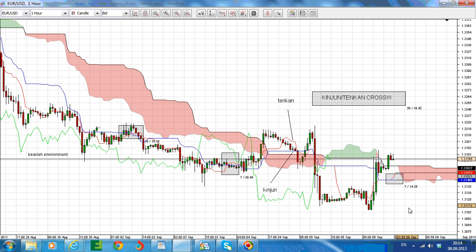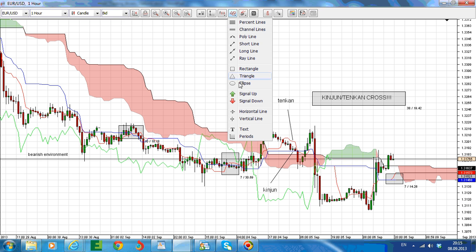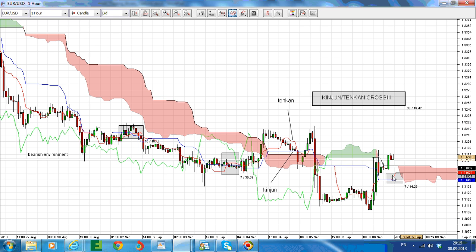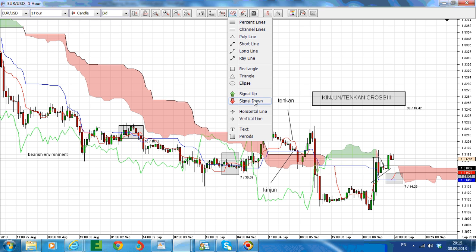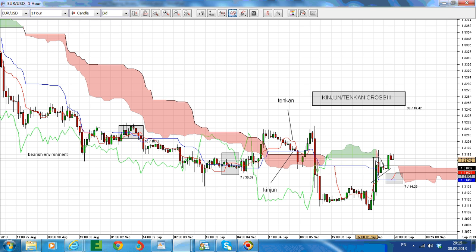Now this third cross to the upside, a bullish cross, is coming when price is also forming a pennant here. So this pennant being a bullish continuation pattern, then you are having the bullish cross for the Kinjun and Tenkan. That signals a shift in sentiment, and that signals a possible move to the upside. So we are looking for the bearish environment to turn into the bullish environment.